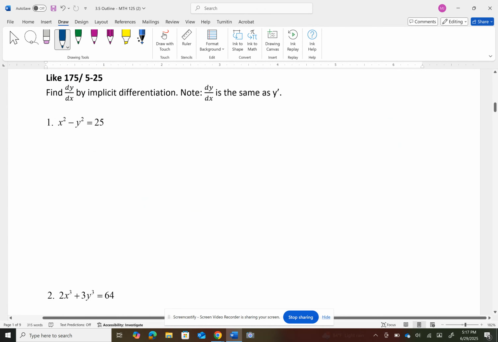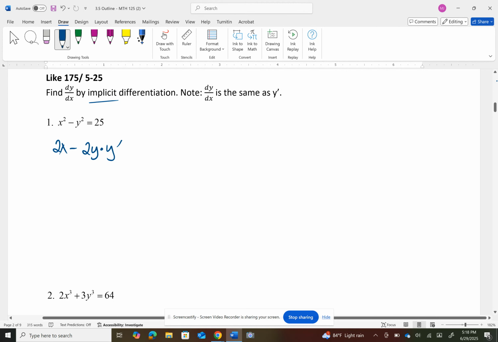So here's a nice one. I could actually get that written in explicit form, but they're asking me to do it implicitly. So I'm going to do the derivative of x squared, which would be 2x. Derivative of y squared would be 2y, but remember, y is something like 3x squared plus 1. We don't know what it is, but it's some function of x.